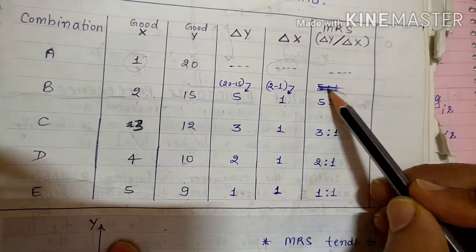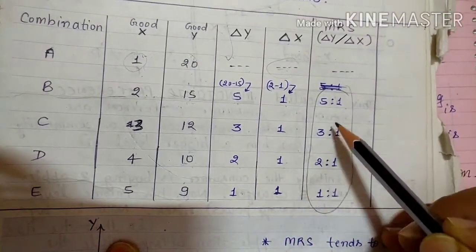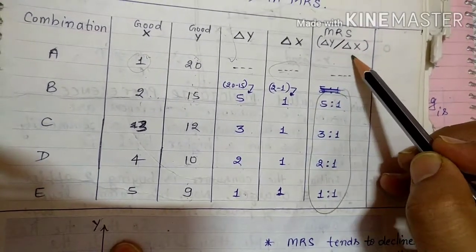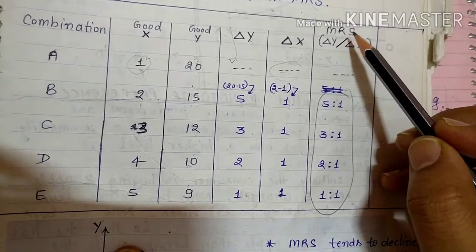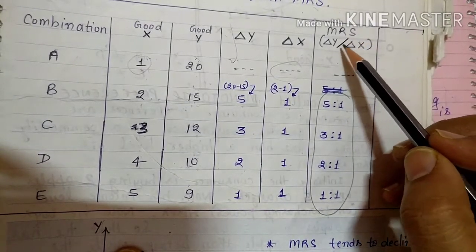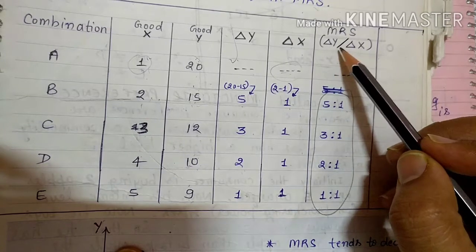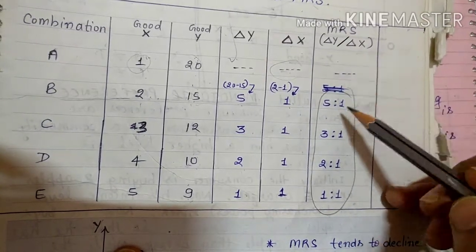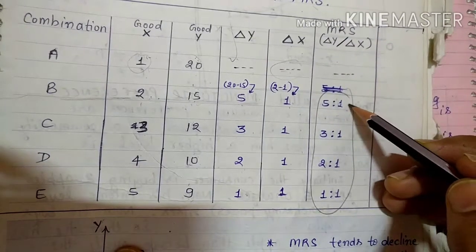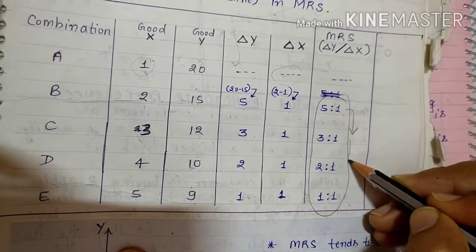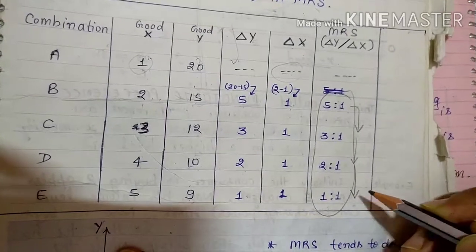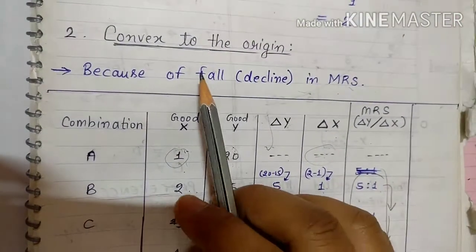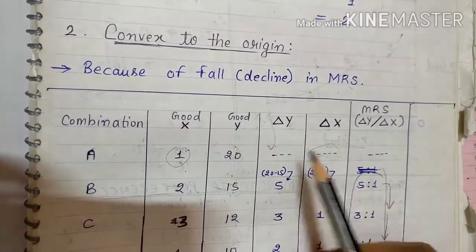Just look at this ratio: 5 is to 1, 3 is to 1, 2 is to 1, 1 is to 1. What is that? Change in Y upon change in X, and this is called MRS. How are we finding MRS? By dividing the change in Y by the change in X. So 5 is to 1, then 3 is to 1, then it declines to 2 is to 1, then it declines to 1 is to 1. Because of the fall in MRS, the slope is also convex to the origin, or you can say declining.